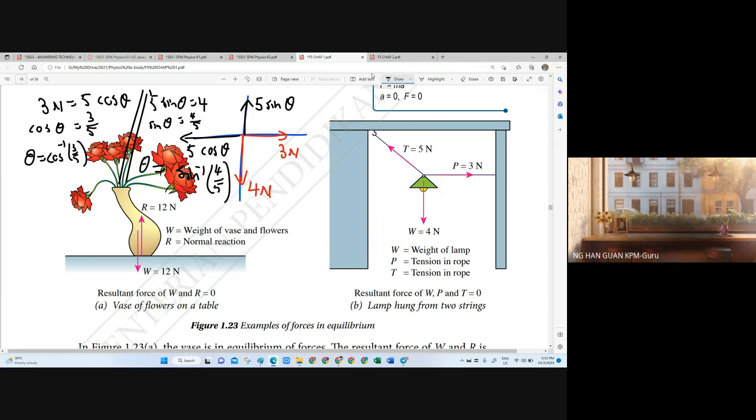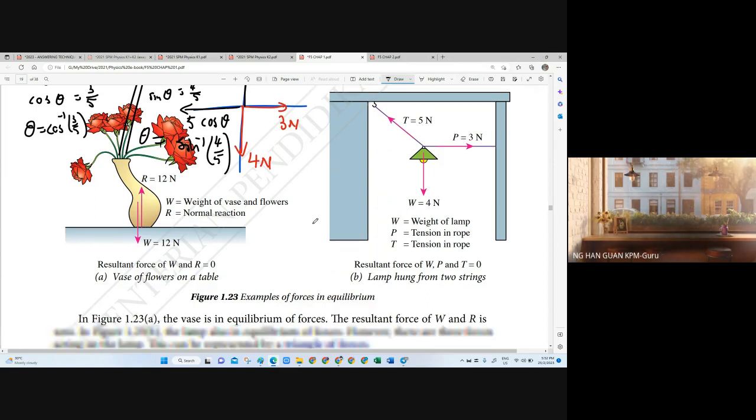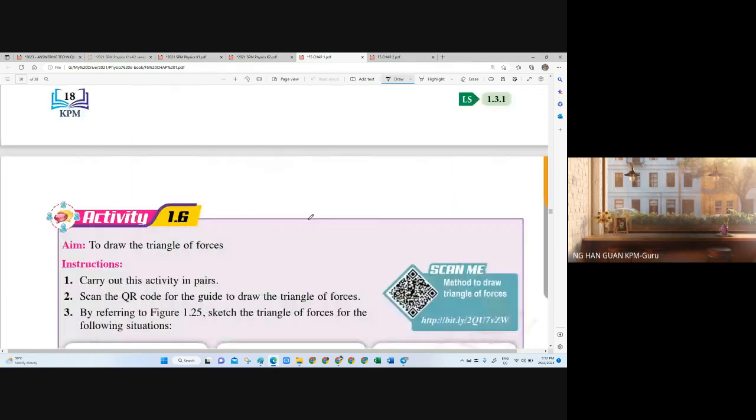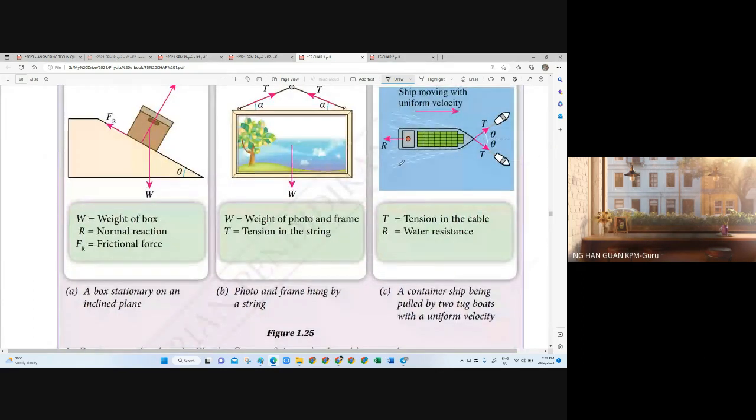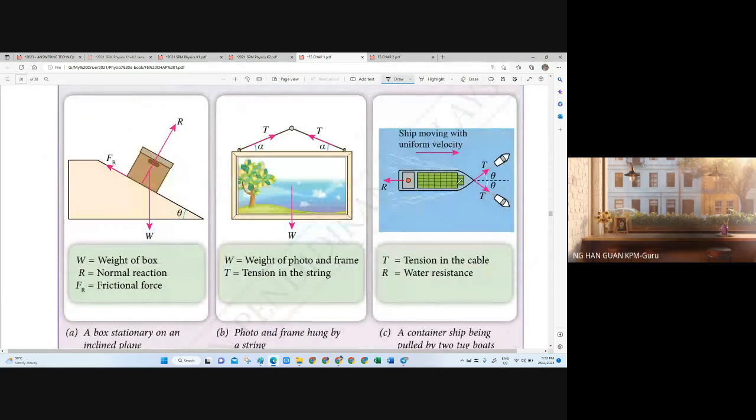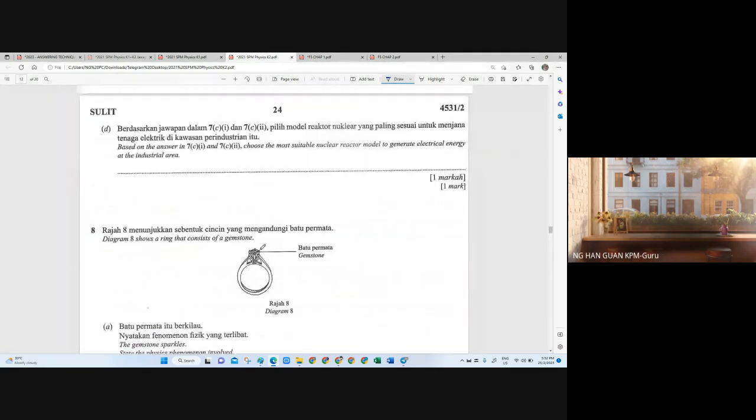Either one you solve, it will lead you to the same answer when you want to find theta. So that's an example for forces and equilibrium. I think last year we had a question for that, if I'm not wrong.